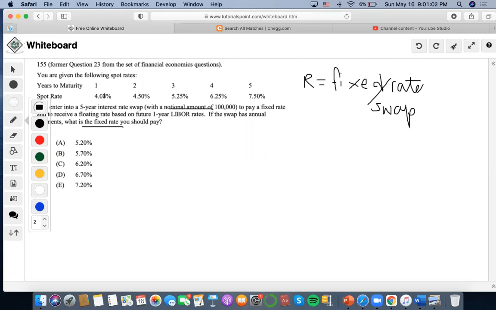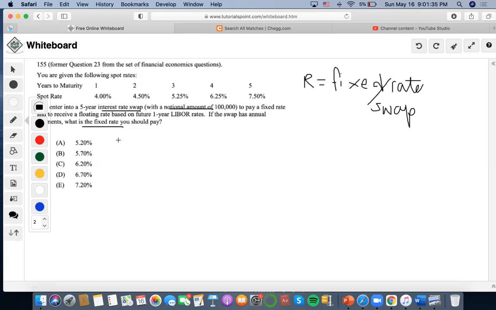Two, they give us a bunch of spot rates, and they also mentioned the concept of floating rates. We're dealing with interest rate swaps, right? With interest rate swaps, there is always one side of the equation that deals with fixed rates, and the other side that deals with floating rates. And in this case, we are given a notional amount, which says a lot about the type of equation that we're working with.